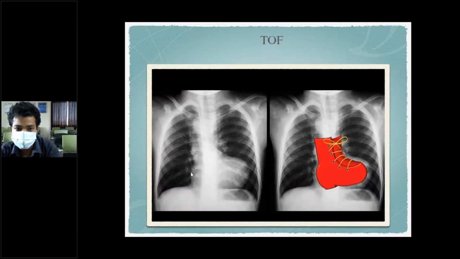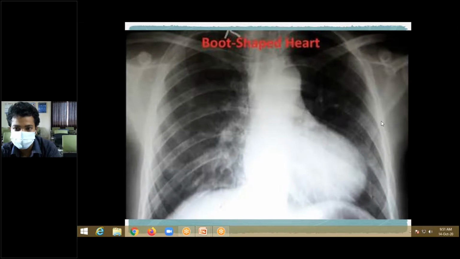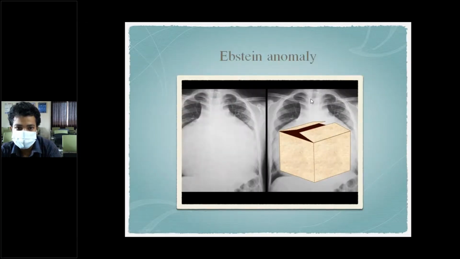In tetralogy of Fallot, you can see this boot-shaped heart. In total anomalous pulmonary venous connection, you can see the snowman sign or figure of 8 sign. And in Epstein's anomaly, this PA view of the chest radiograph is showing the box-shaped heart.